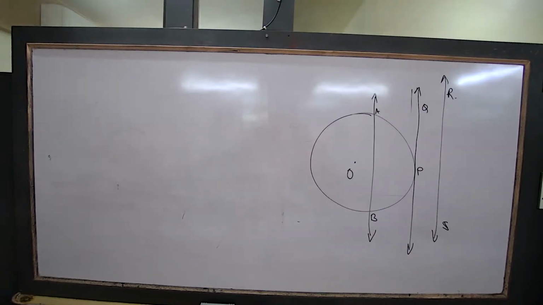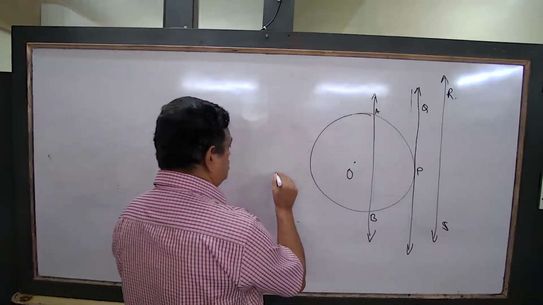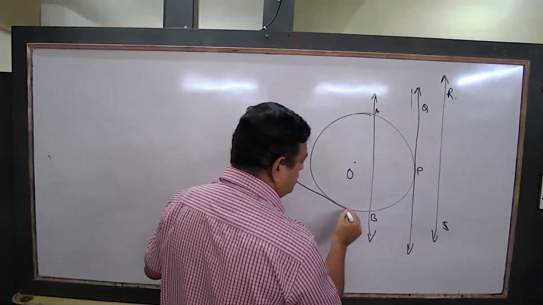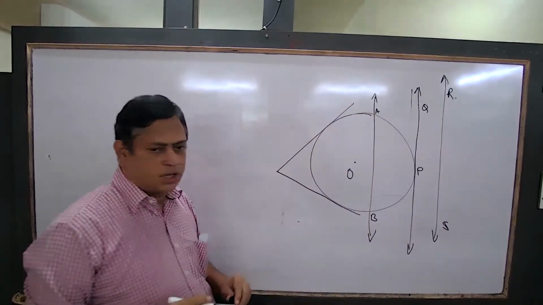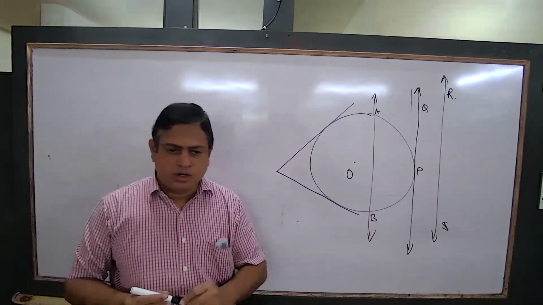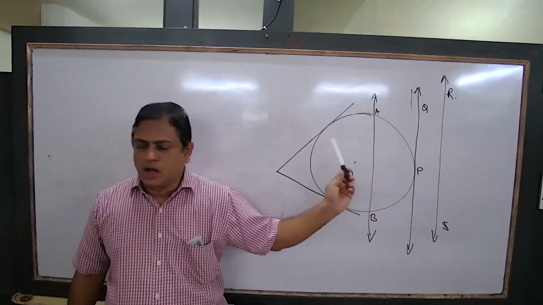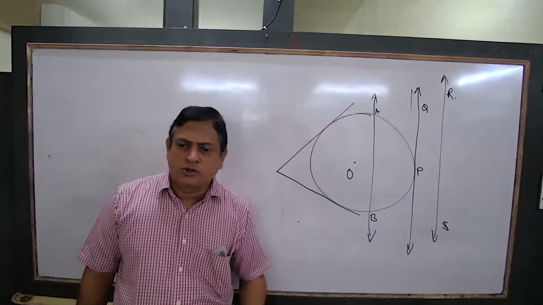Always, from an exterior point, how many tangents are there? Two. That means, suppose this is a point over here, from here how many tangents can be drawn? Two tangents. One will be on this side and the other on this. When a point is inside the circle, no tangent. When a point is on the circle, one tangent. From a point exterior to the circle, two tangents.